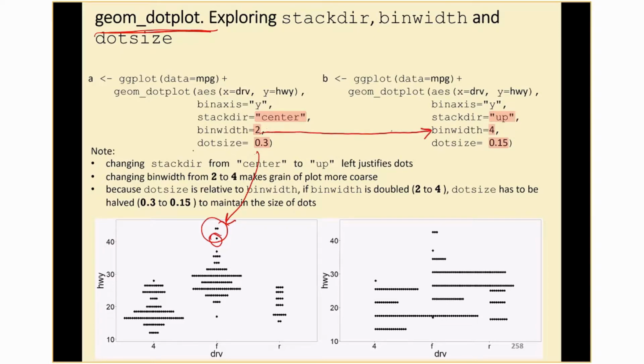So when I went from here to here, I doubled the bin width. If my goal is to have the marker size here and here to be the same, since I doubled the bin width, in order to have the marker size here the same as the marker size here, my dot size is going to have to be 1/2 as large.